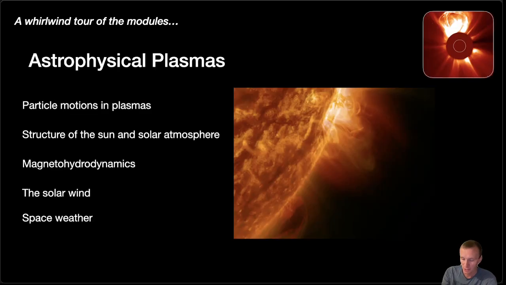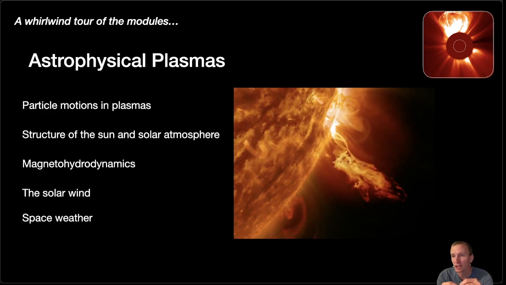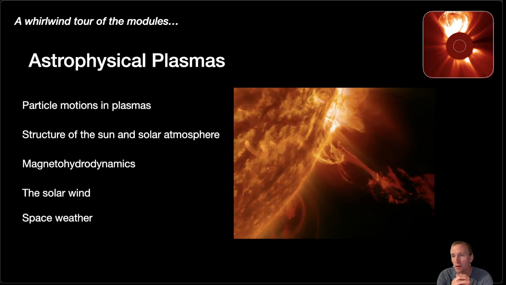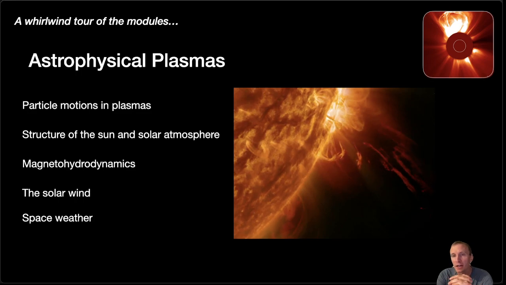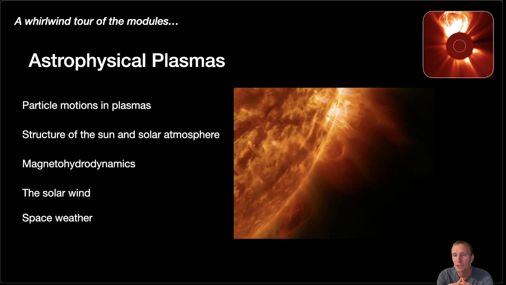Astrophysical plasmas. So a plasma is basically an ionized gas. You've got all of your electrons stripped off of your atoms, or at least from hydrogen. And so in this module, we will be looking at how particles move in these plasmas, which obviously is linked very strongly to the structure of the sun and the solar atmosphere. We just saw a nice solar flare there.